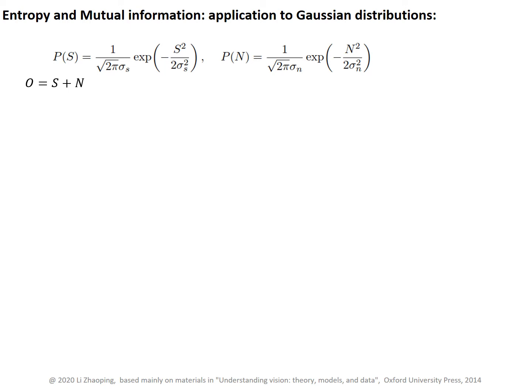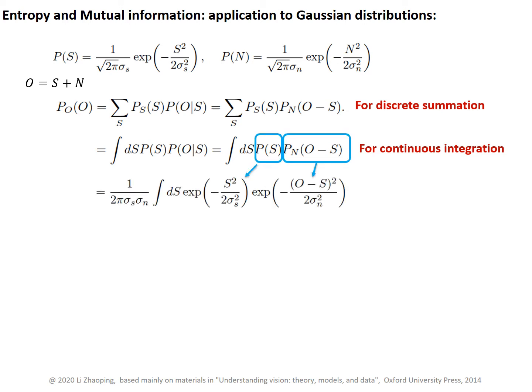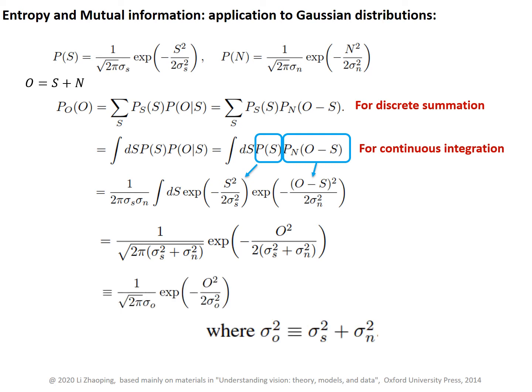Because S and N are continuous variables now, the original formula to get the probability for O has to be changed from a summation to an integral. Now let's fill in the details. We get this Gaussian integral over S. It's easy to calculate this Gaussian integral, and so this is the result. It is a Gaussian distribution of O, and this O also has zero mean because both S and N have zero means. And it has a standard deviation sigma O, or a variance of sigma O squared.